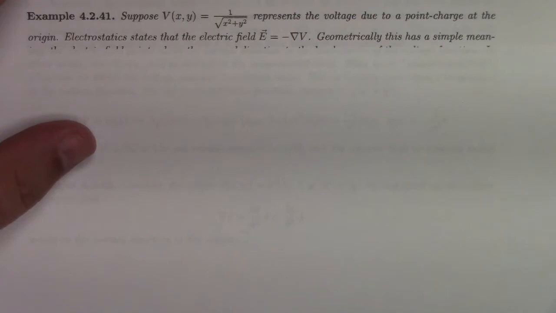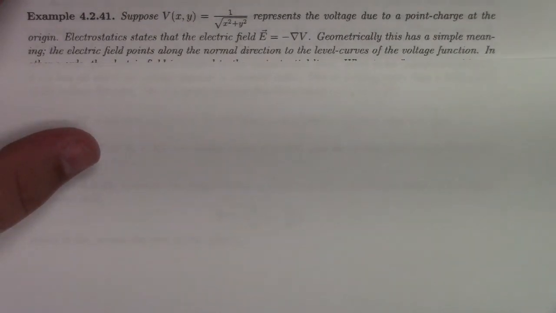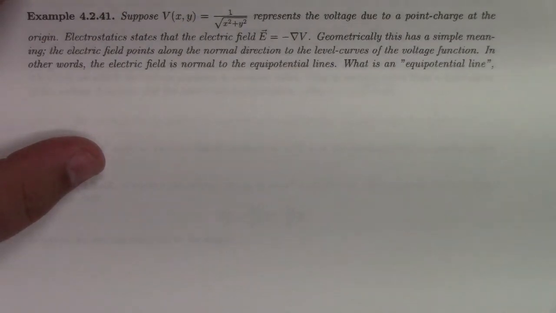And the theory of electrostatics states that the electric field is minus the gradient of the voltage function. So geometrically that has a simple meaning. It means that the electric field points in the normal direction to the level curves of the voltage functions. And because of the minus, it means that the electric field points in the directions in which the voltage lowers.